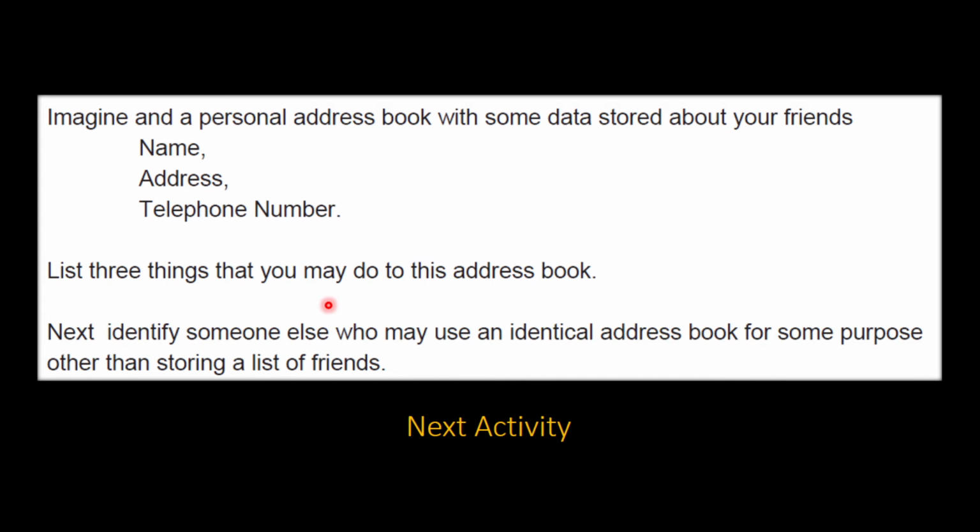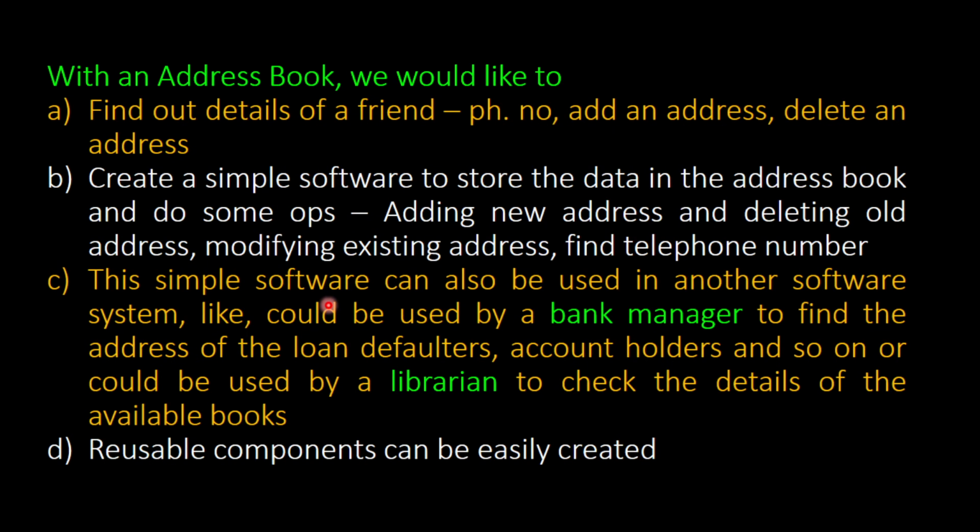Okay, I'm back. So according to me, what will I do with my address book? The first thing is that I'll try to find out the details of a friend. I can find his phone number. I can add an address to it, or I can delete some existing address. If possible, I'll try to modify the address if some wrong category is defined there.